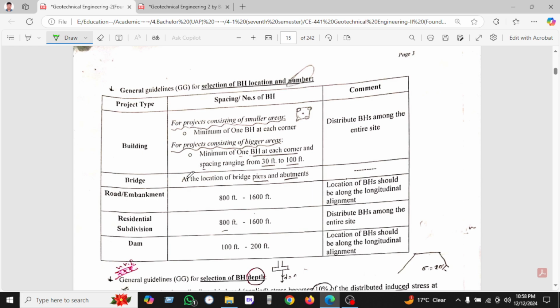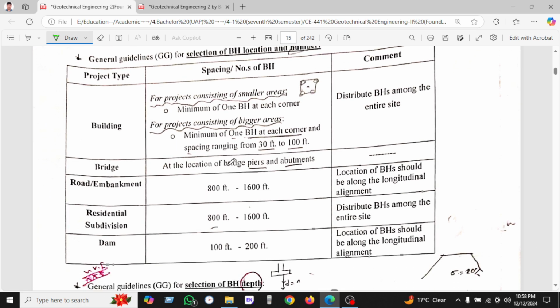So selecting the borehole number. I will select the borehole location and number. The type is building, and the spacing and number of boreholes: for a project consisting of a smaller area, minimum one borehole on each corner. For a project consisting of a bigger area, the spacing ranges from 30 feet to 100 feet, and commonly the boreholes are distributed among the entire site.